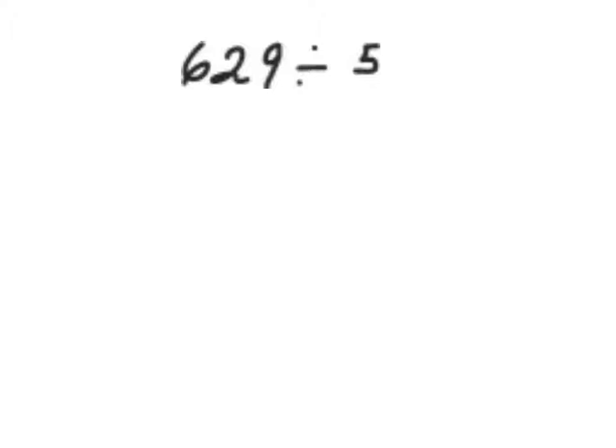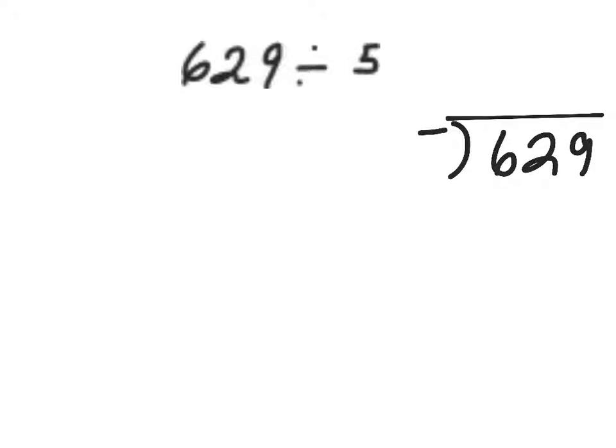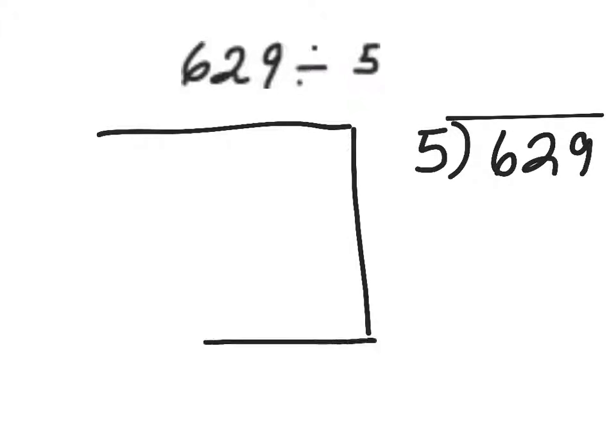Let's look at 629 divided by 5. First thing I want to do is set up my division algorithm. I will start off with making my dividend box, placing my dividend 629 and my divisor 5. Then I set up my area model.